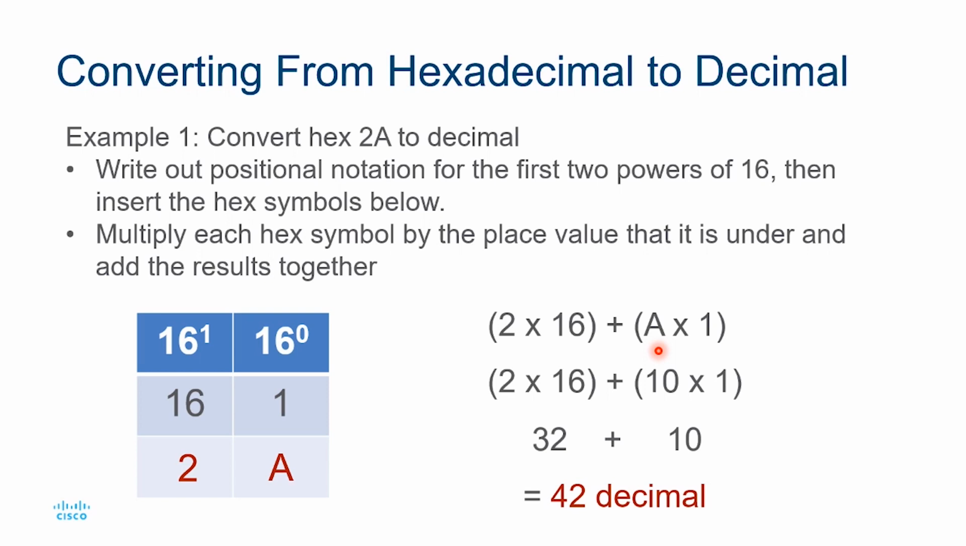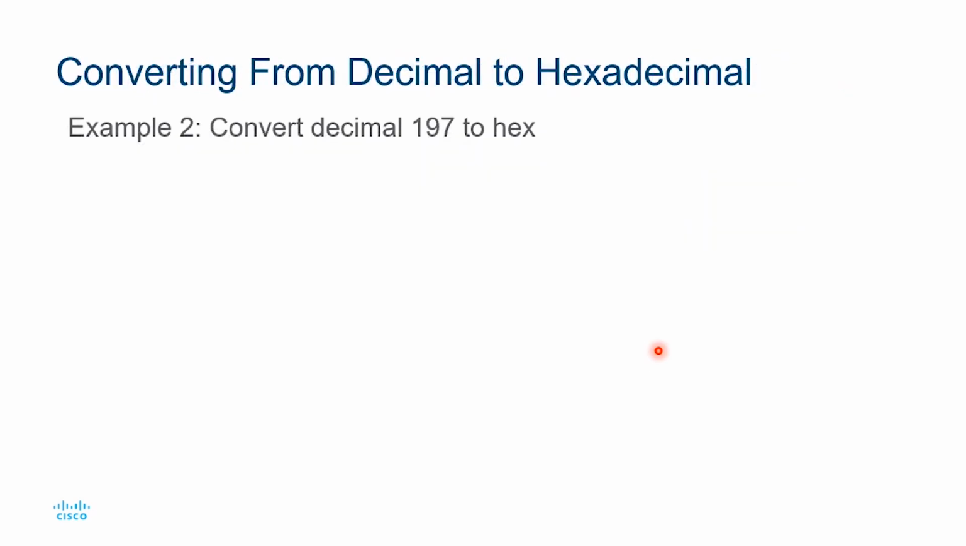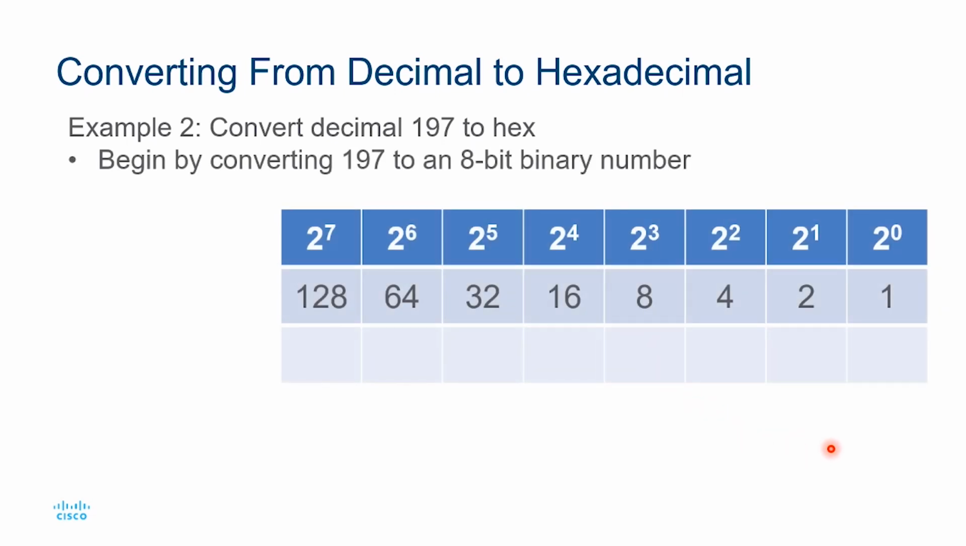Multiplying or dividing by 16 isn't always easy when doing hex to decimal conversions. Usually it's easier to convert the hexadecimal or decimal value to binary first, then convert the binary number to decimal or hexadecimal. Let's convert decimal 197 to hex. First, I'll begin by converting 197 to an 8-bit binary number. Here I've drawn out the first 8 place values of the binary number system. We need to find out what combination of these place values adds up to 197. I'll begin by writing 197 on the left side, and starting at the left, if the place value is equal to or less than this number, I'll put a 1 under it and subtract it, and if it's greater, I'll put a 0 under it and move to the next place value.